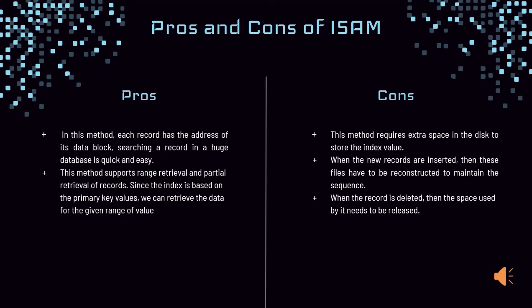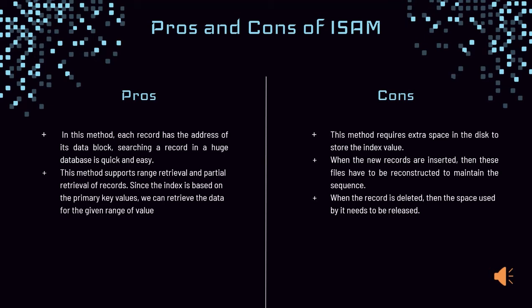Next are the pros and cons of ISAM. For the pros, the first one is in this method, each record has the address of its data block. Searching a record in a huge database is quick and easy. Second one is this method supports range retrieval and partial retrieval of records. Since the index is based on the primary key values, we can retrieve the data for the given range of values. In the same way, the partial value can also be easily searched. For example, the student name starting with GA can be easily searched.